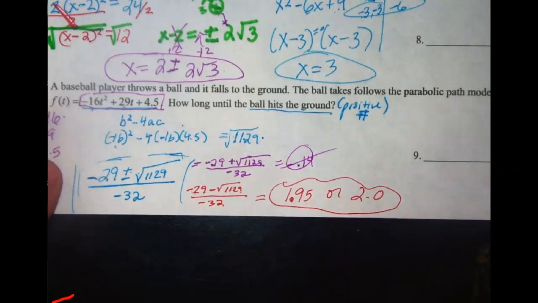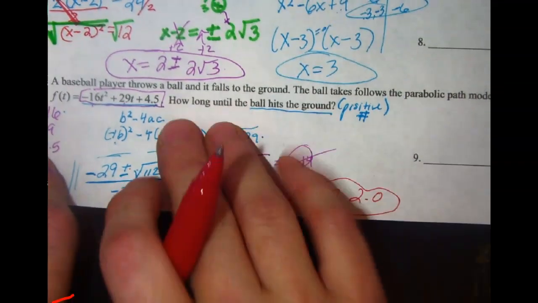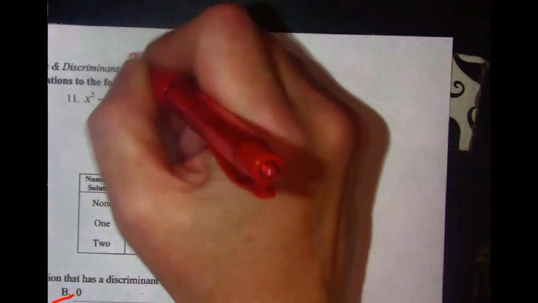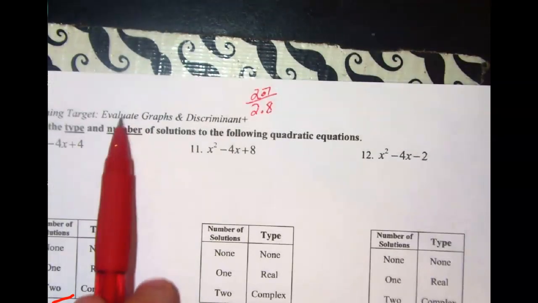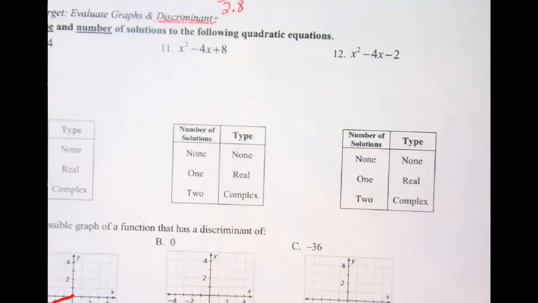Okay? So looking at this part, we're going to go on to the back, which is the last part of the open response in our targets. I want to just remind you, we have learning target. This was either 2.8 or it could have been 2.7, depending on your teacher. We renamed them this year, but it doesn't really matter. The target is evaluate graphs and discriminant. So we already know about the discriminant and how to find it.